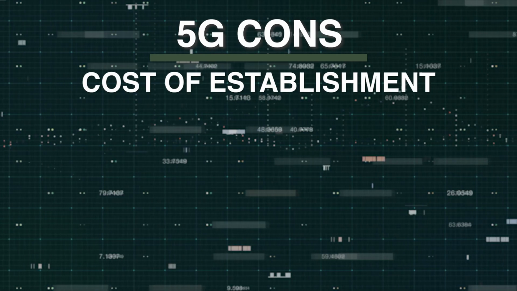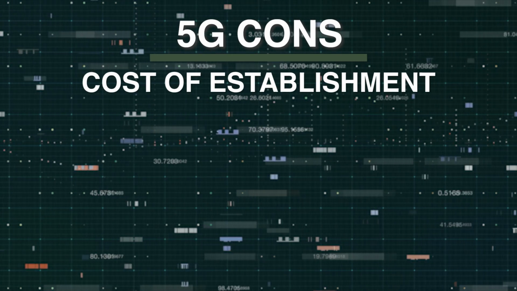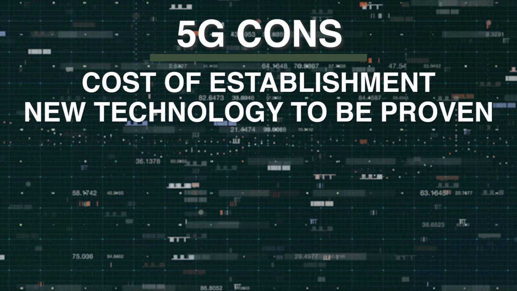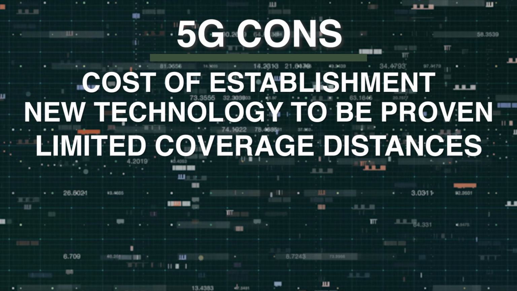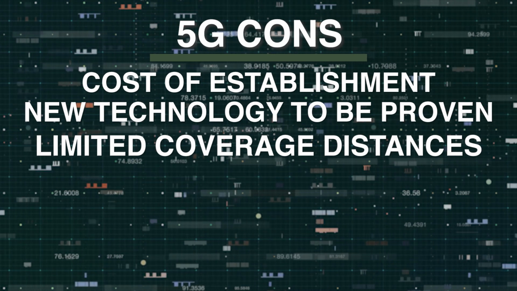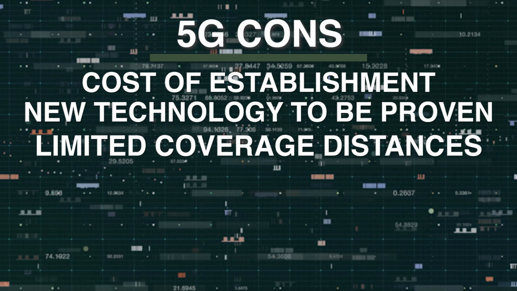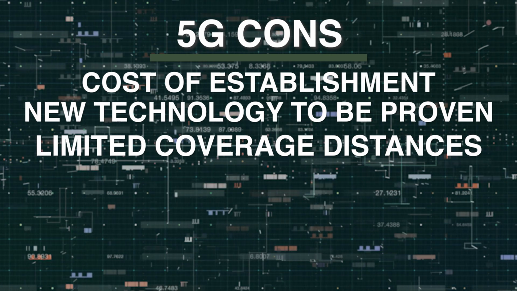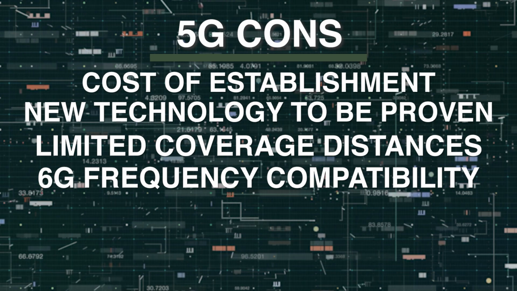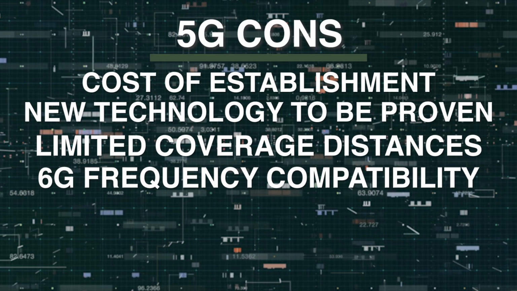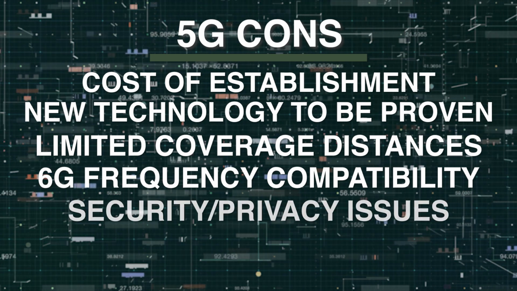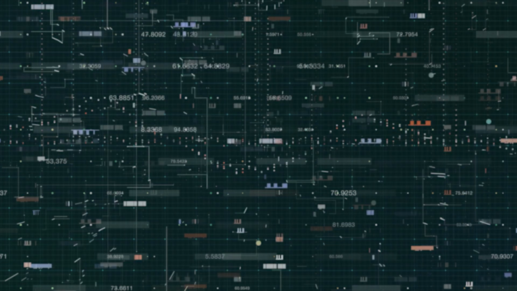The cost of establishment to initially deploy is number one. The new technology is still being proven out. There are limited coverage distances associated with 5G. As I indicated, distances between the 5G sites must be reduced. The frequency compatibility with 6G is of question, and that's what's being worked on right now. 6G is being developed as we speak. And finally, the security and privacy issue.